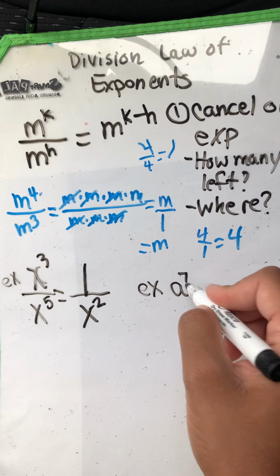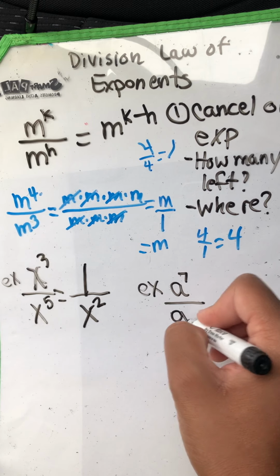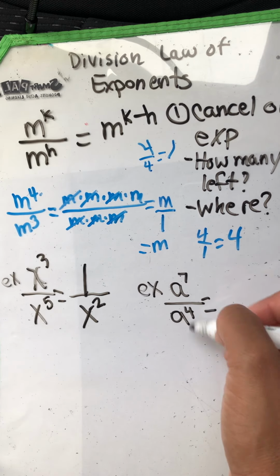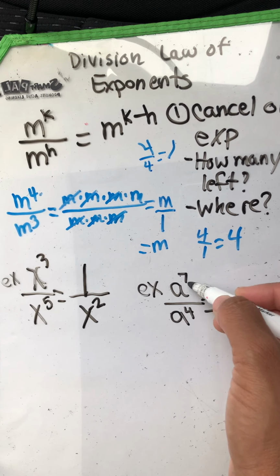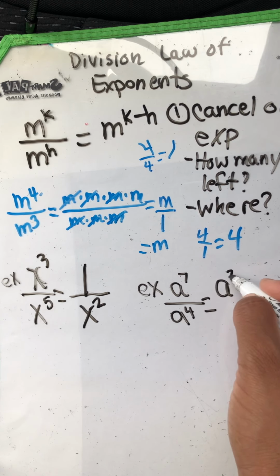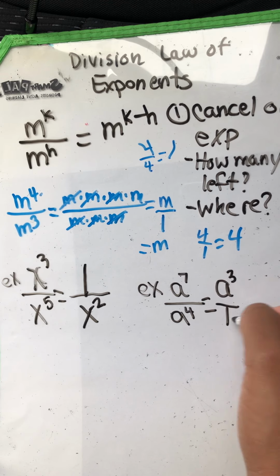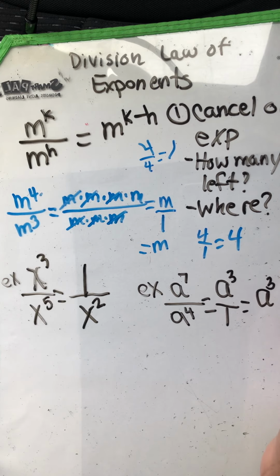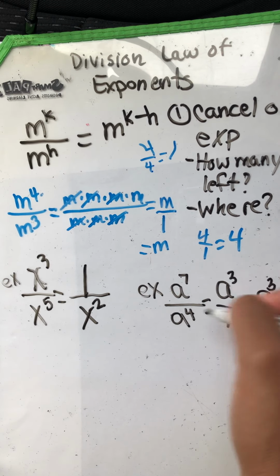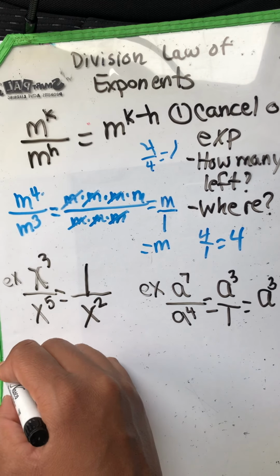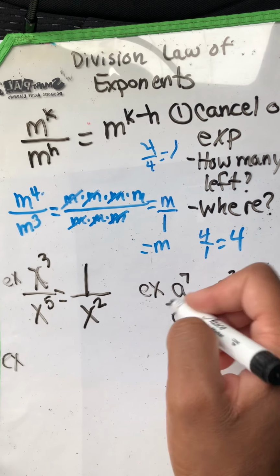All right, next example. I have a to the 7 over a to the 4. So let's see, if I subtract them, I have 3 extras, and where are they? They're on the top. I have more a's on the top than I do on the bottom, so I'm going to put them on the top. And if they're on the top of my fraction, again, you don't need the bottom. The only time you need a 1 is if there's nothing left over on the top. So let's do another example.